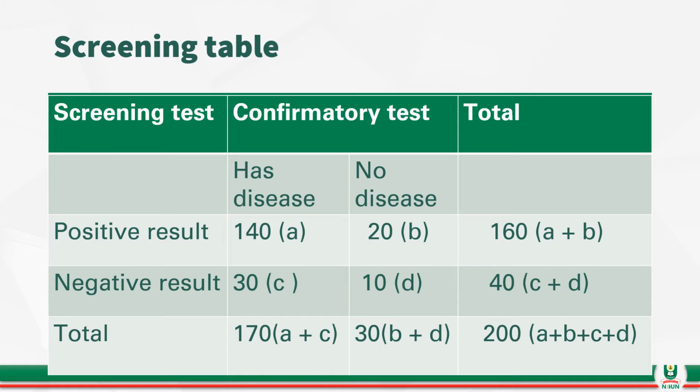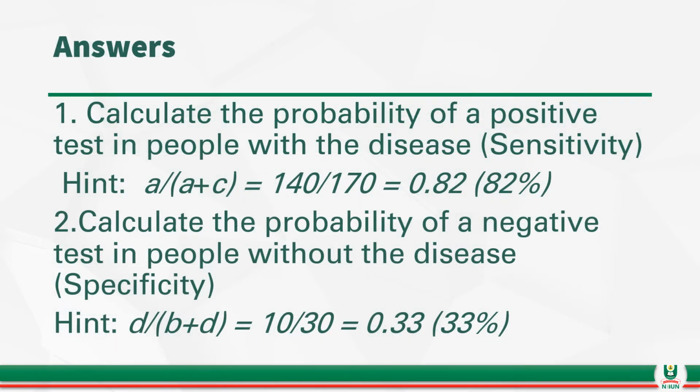So if you add A plus C, 140 plus 30, you have 170, which is A plus C. If you add 20 plus 10, you have 30, which is B plus D. And then of course, A plus B plus C plus D is 200, which is the total. So to calculate the probability of positive test in people with disease is simply A over A plus C, which is 140 over 170, and that will give you 0.82 as the probability. And that translates to 82%.